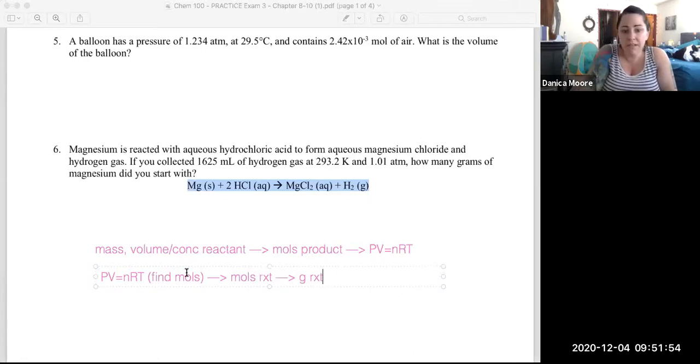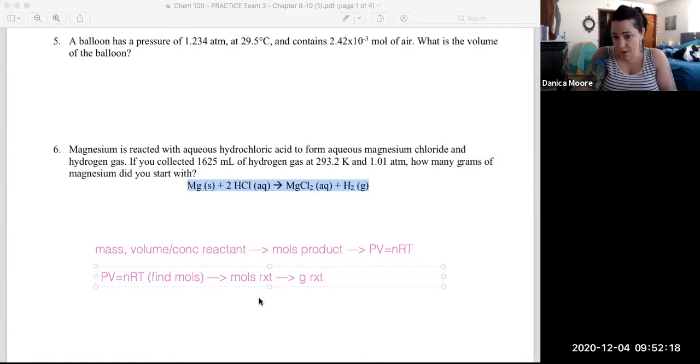So it's basically just going backwards. Does that make sense? So we've had problems before where you saw mass and volume and concentration, and then going to moles and then going to PV equals nRT. Those were on the solutions quiz, I believe, right? But this is just going the opposite direction, right?